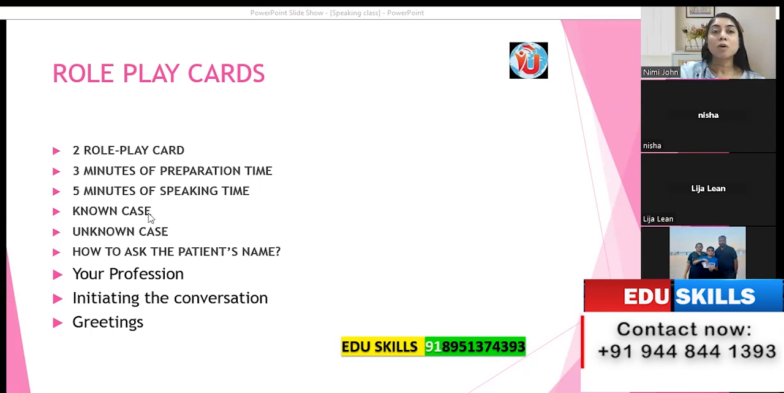Then there is a known case and an unknown case. This is clearly mentioned on the role play. How can we find it? It's from the settings or background information. We can understand whether this is a known case or unknown case. If it is a known case, we can ask the name of the patient if it isn't given on the role play during the 3 minutes preparation time, or if it's given on the role play, we can use that name.